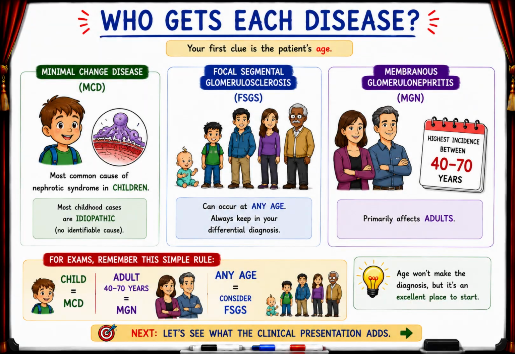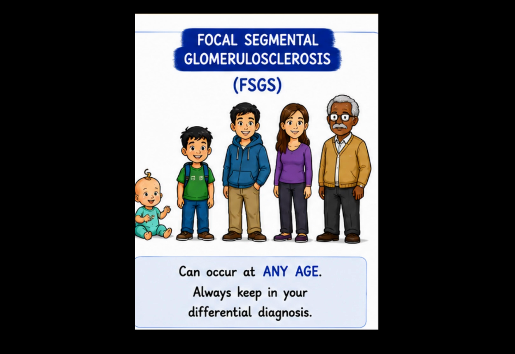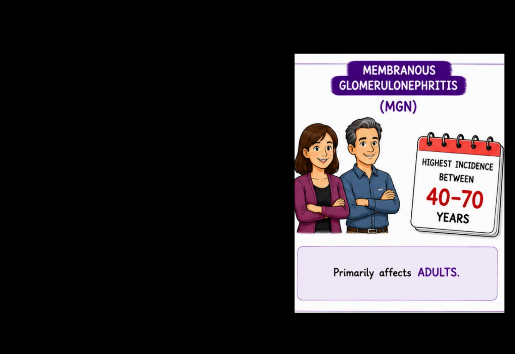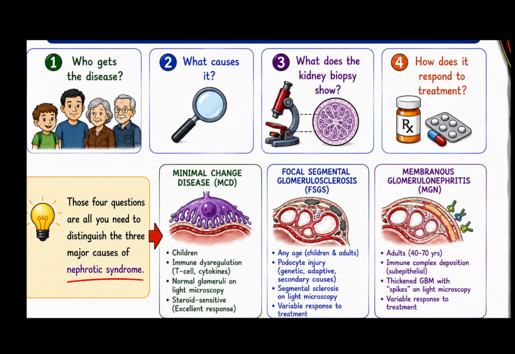Your first clue is the patient's age. MCD is the most common cause of nephrotic syndrome in children, and most childhood cases are idiopathic, meaning no identifiable cause is found. FSGS can occur at any age, so it should always remain in your differential diagnosis. MGN primarily affects adults, with the highest incidence between 40 and 70 years of age. For examinations, remember this simple rule: child, MCD; adult, 40 to 70 years, MGN; and any age, consider FSGS. Age won't make the diagnosis, but it's an excellent place to start.